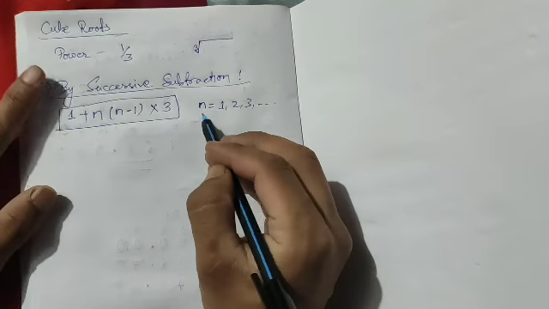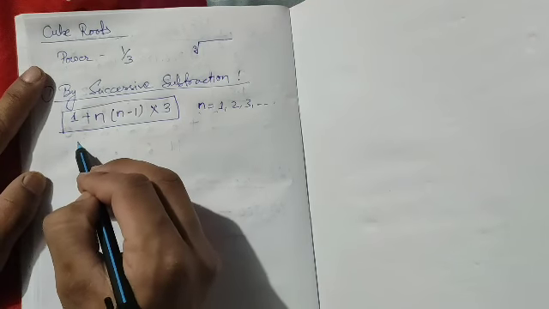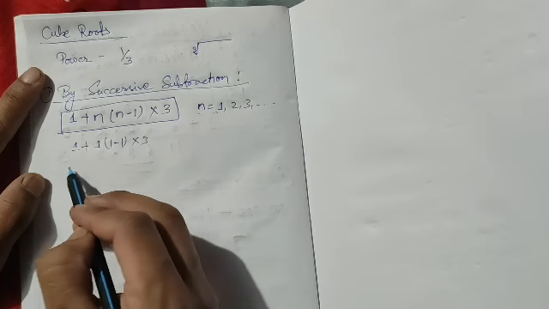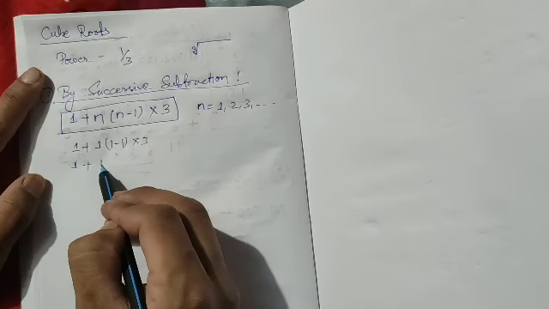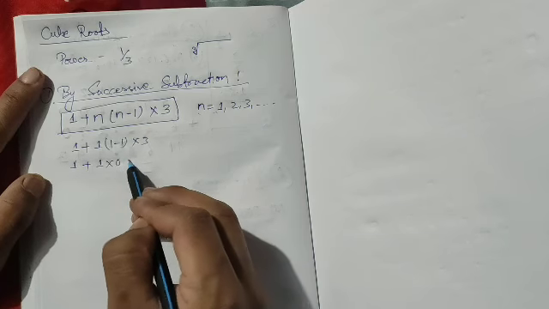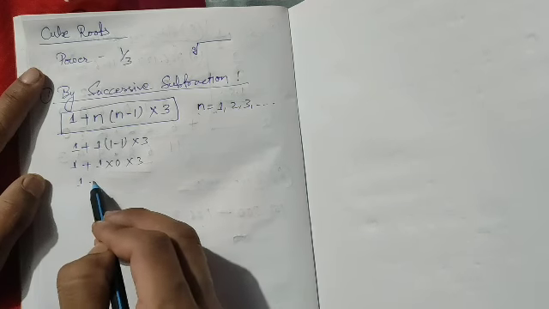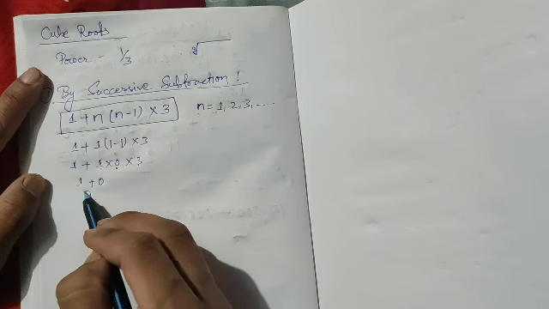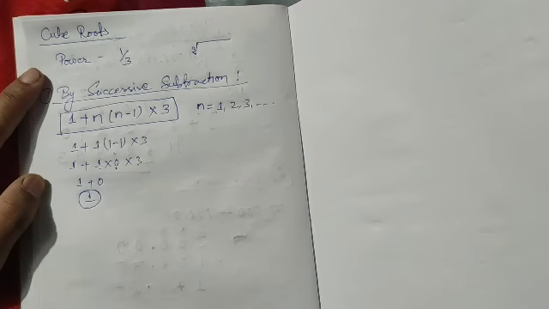So let me explain it to you. Suppose first, if I put n equals 1, what will you get here? 1 plus 1 into 1 minus 1 into 3. So you will get 1 plus 1 into 1 minus 1, that is 0, into 3. So this will be how much? 1 plus 1 into 0 is 0, 0 into 3 also 0. So 1 plus 0 you will get 1. So first you will subtract 1.